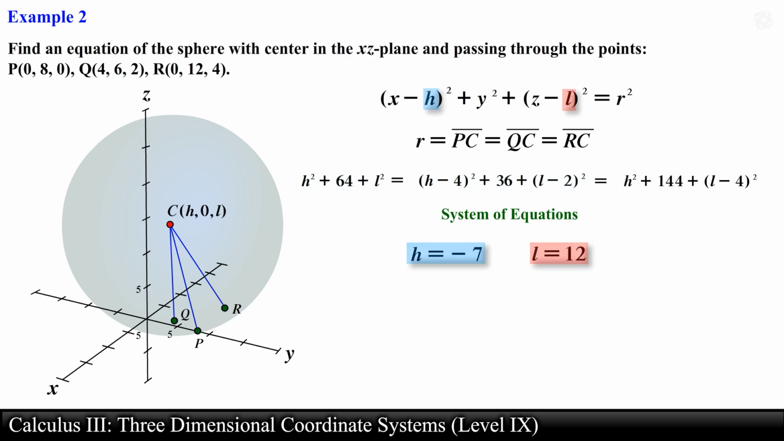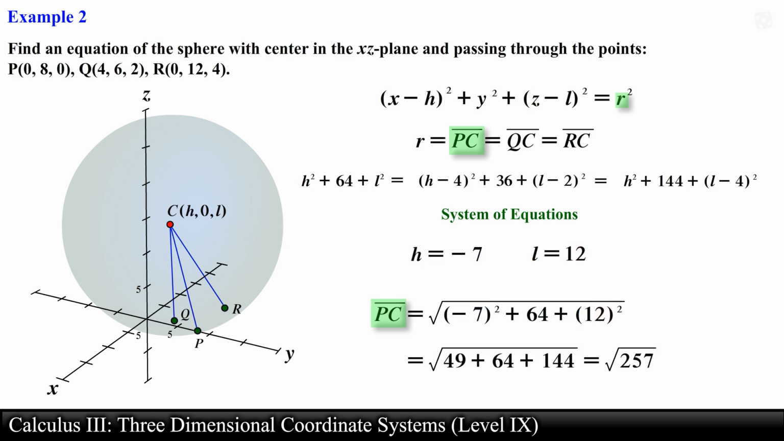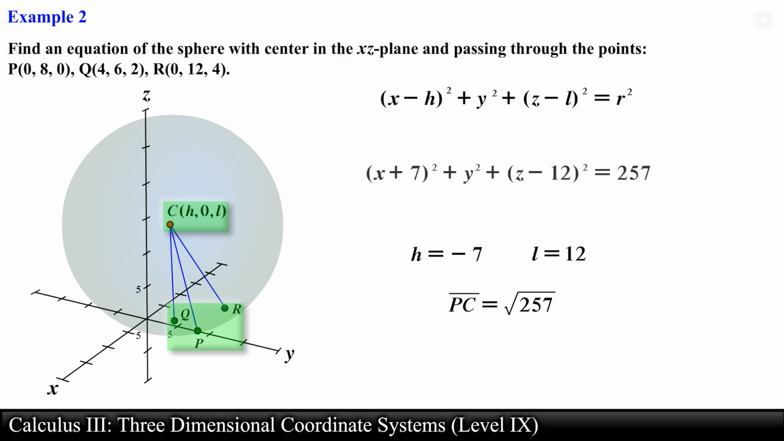We now have the center of our sphere. To find the radius is just a matter of substituting the values for h and L into any of the 3 line segments, since all 3 of them represent the radius of the sphere. Let's substitute them into the expression representing line segment PC. Simplifying the expression, we obtain the square root of 257. So the equation of the sphere that is located in the xz plane and that passes through the points P, Q, and R is represented by the equation (x + 7) squared plus y squared plus (z - 12) squared equals 257.